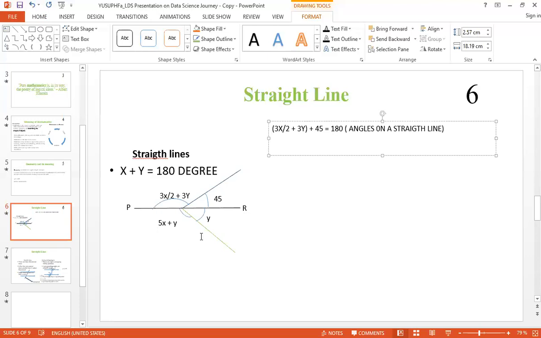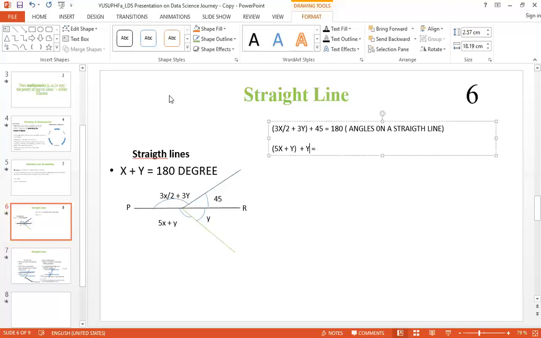Now let's come to the lower part of the line. To be able to solve this question conveniently, we'll be considering those straight lines. So we come to the lower part. There's another one there. We have 5x plus y equals what? We still have another one. This first one here is 5x plus y, then plus this y. They are on a straight line.